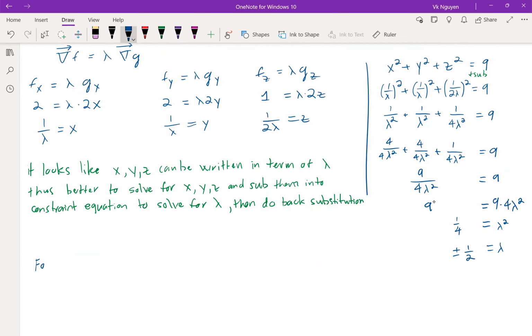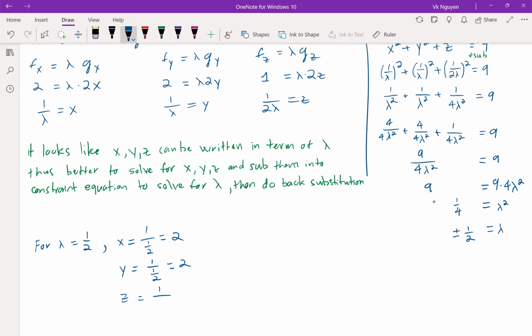For lambda equal 1 over 2, x equals 2, y equals the same thing, z equals 1. For lambda equal negative 1 over 2, x equals negative 2, y equals negative 2, z equals negative 1.